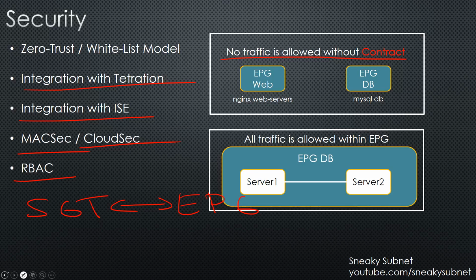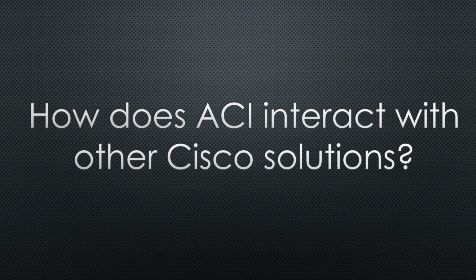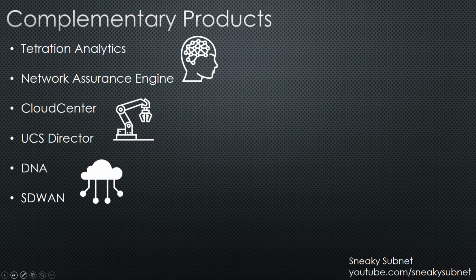And since I have mentioned integrations with other Cisco products, let's discuss it a bit deeper. I have already covered integration with Tetration Analytics, but we still have others. Network Assurance Engine analyzes your configuration, points you to potential problems in your configuration, and tells you how to fix them. It helps in troubleshooting, cleaning up stale configuration, and compliance.